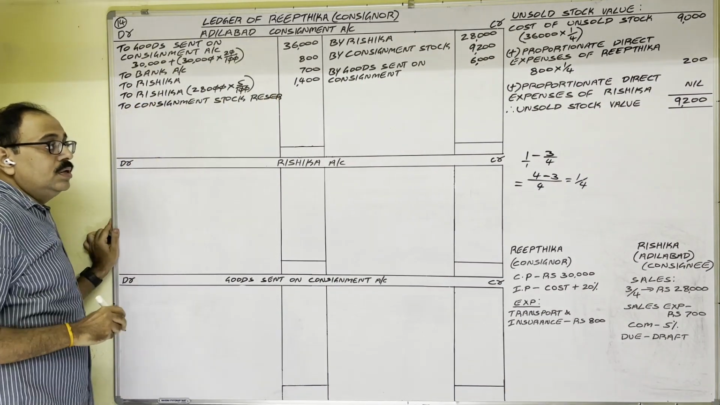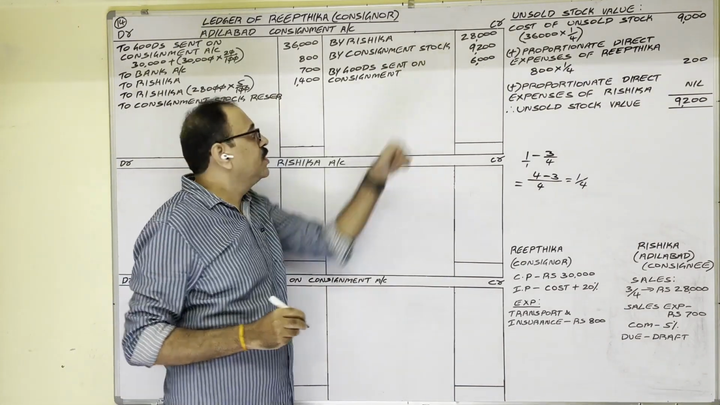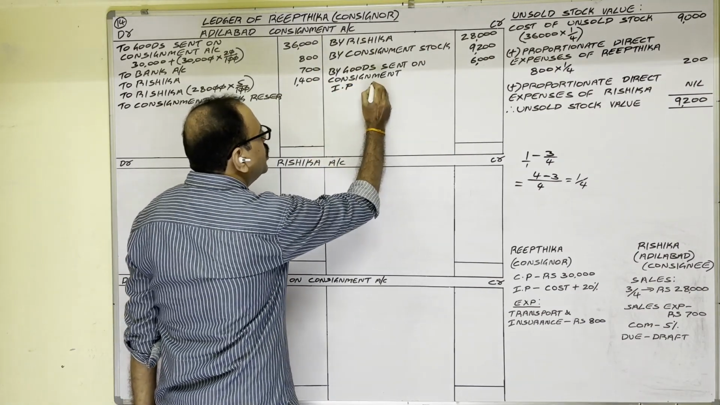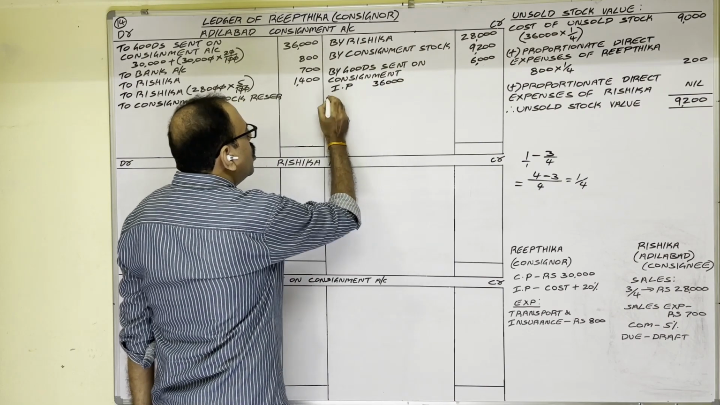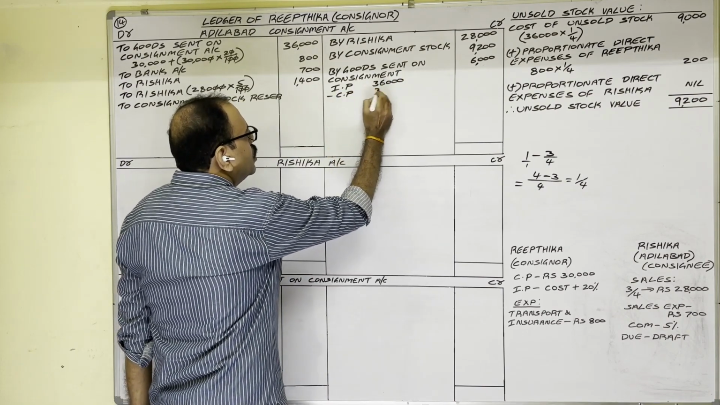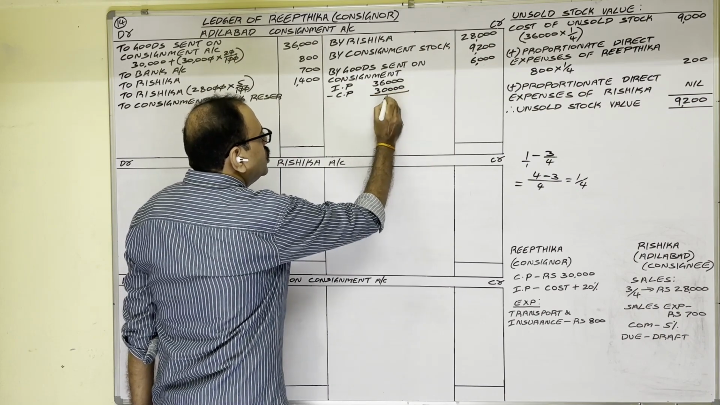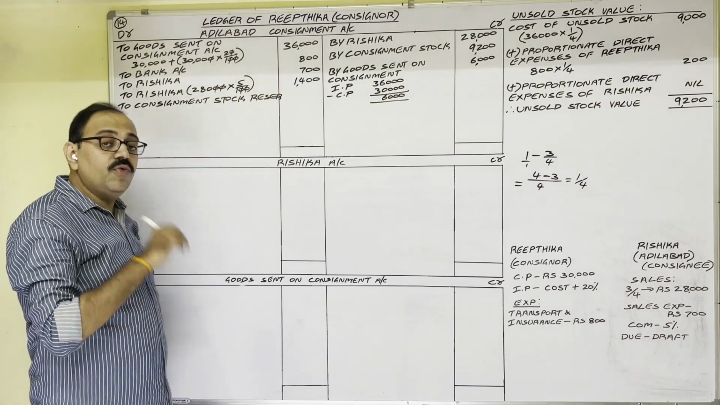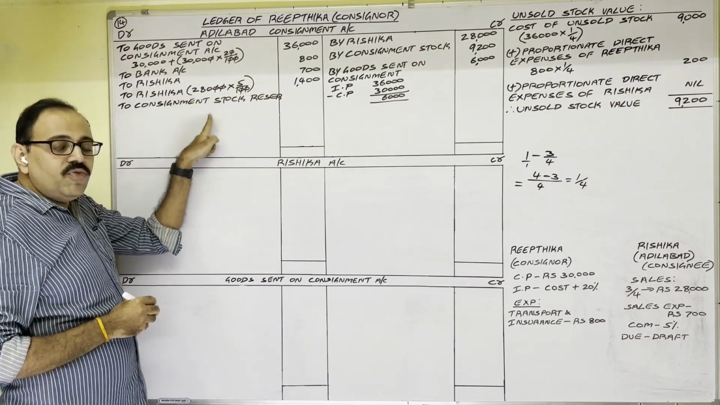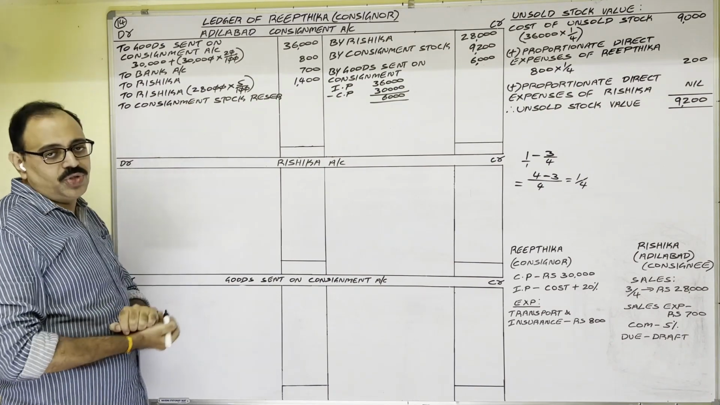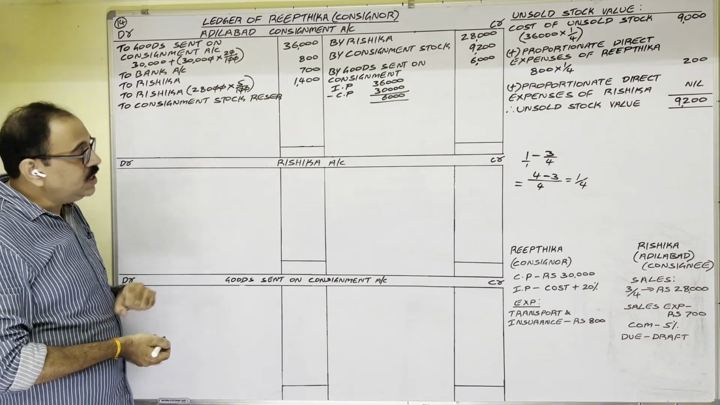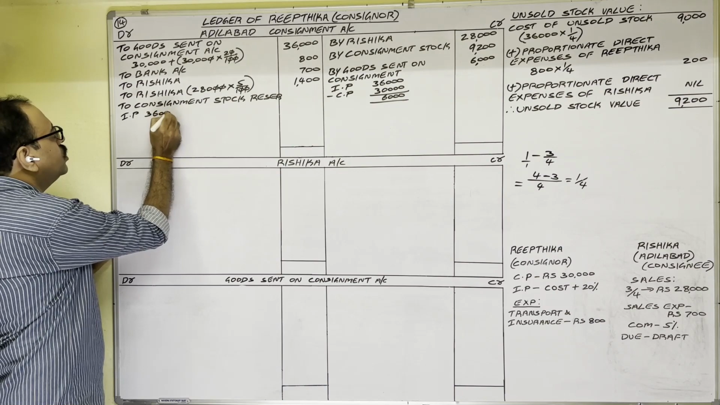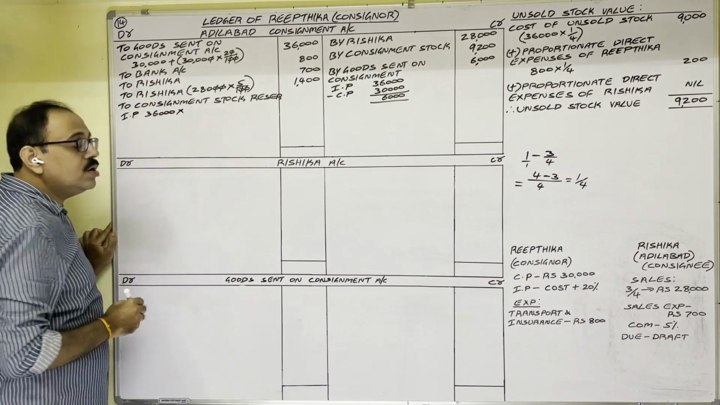How does it come? How did 6,000 come? Invoice price of total goods, how much? 36,000 rupees, minus cost price of total goods, 30,000 rupees. So 6,000 came. That is the loading in goods sent on consignment. To cancel the loading in unsold stock, we should do unsold stock invoice price minus unsold stock cost price. Total goods invoice price is 36,000 rupees. In this, only unsold stock we need.